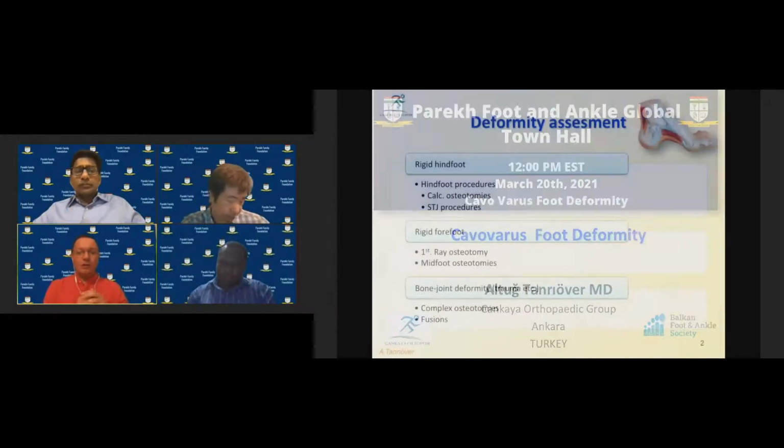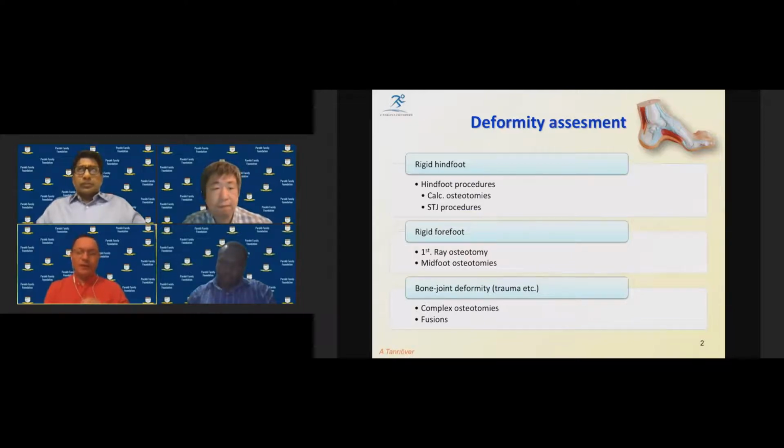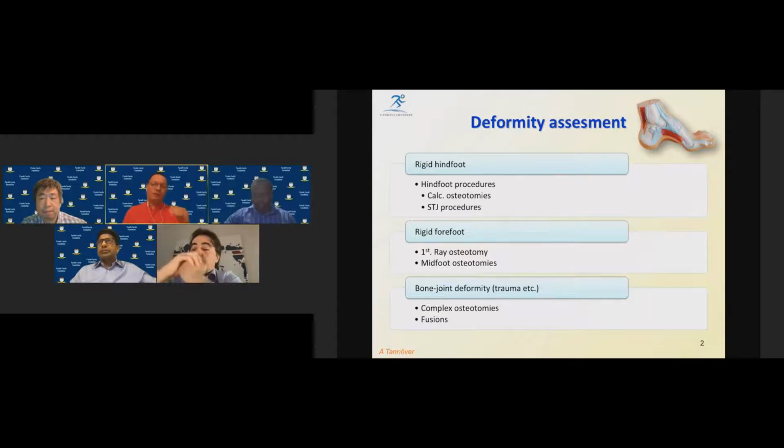Starting my talk, I'll be talking about deformity assessment. As Dr. Yan has perfectly made clear, the most important thing to me is whether it is rigid or flexible, starting from hindfoot to forefoot. If it's a rigid hindfoot, you can do a hindfoot calcaneal osteotomy or subtalar joint procedures. If you have forefoot rigidity, you can start with a first ray osteotomy. We used to say forefoot driven or hindfoot driven, but I find calling it rigid, less rigid or semi-flexible more convenient in terms.